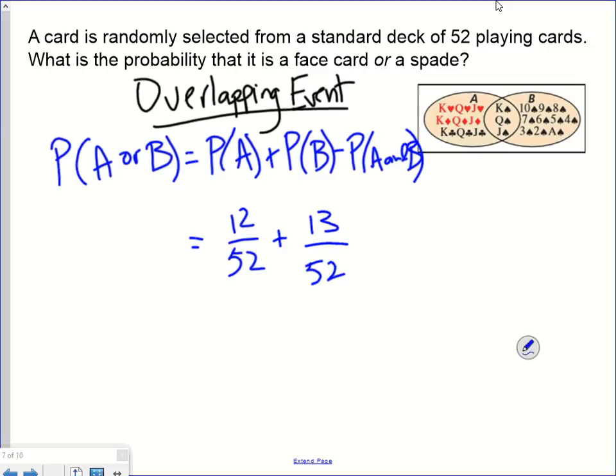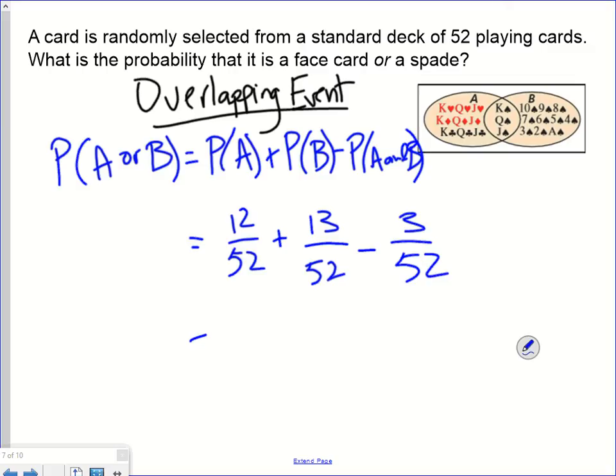And then we need to subtract off the probability that I get both. So what's the probability that I get both? I can look at my Venn diagram and see that there are 3 outcomes that satisfy both. Or I could just think through it, how could I get a face card and a spade? Well, that would be the king of spades, the queen of spades, and the jack of spades. So that's 3 out of 52.